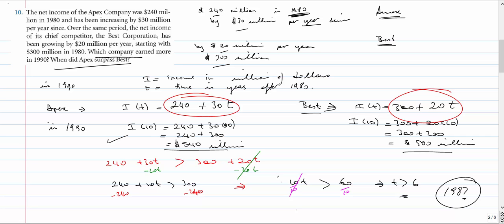So to answer which company earned more in 1990: it is Apex. And when did Apex surpass Best? In 1987.